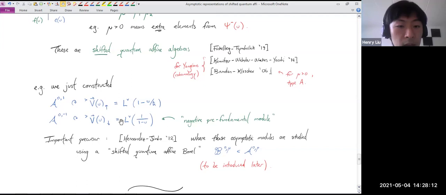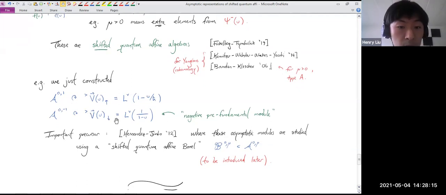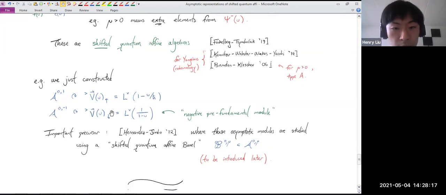And it turns out that V down arrow has already somewhat been studied in the literature. It's called the negative pre-fundamental module, but it's only been studied as a module for the quantum Borel inside this big shifted quantum affine algebra. So much later, we'll see what the appropriate notion of the quantum Borel is, and we'll see what it looks like for these shifted algebras. So this was studied in Hernandez and Jimbo.